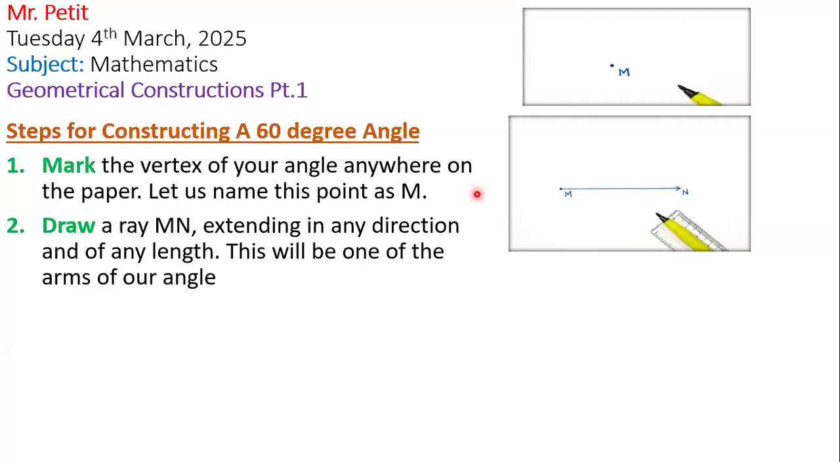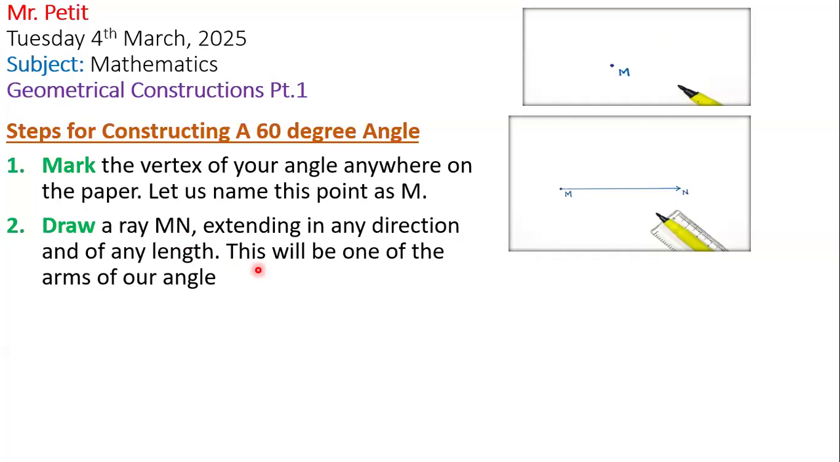Waterfall, read the second step. Draw a ray MN extending in any direction and of any length. This would be one of the arms of our angle.